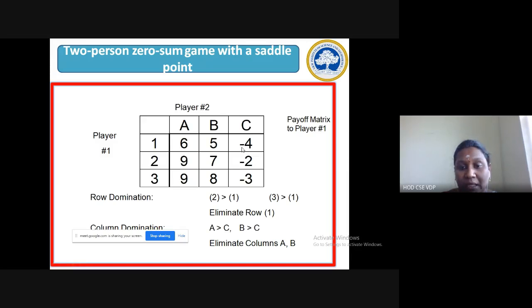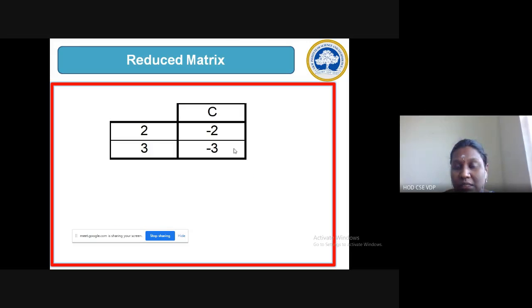In that case, row wise you have to eliminate the lower values, and column wise you have to eliminate the higher values, right? Because the column represents your loss and the row represents your profit. Once this is done, that is called the reduced matrix.